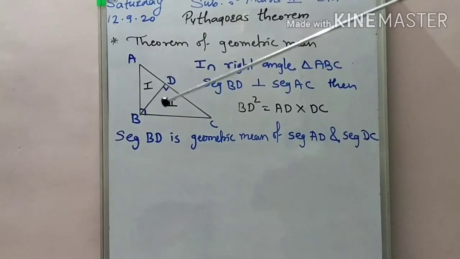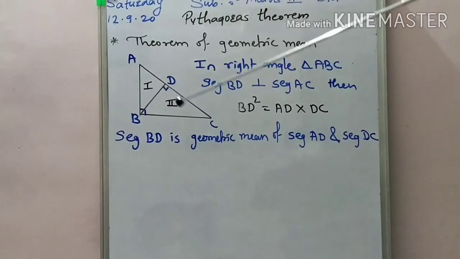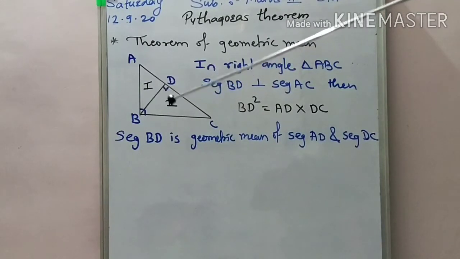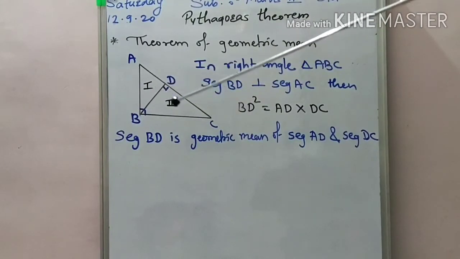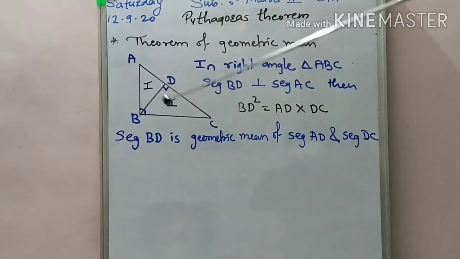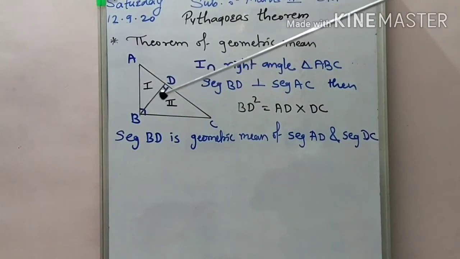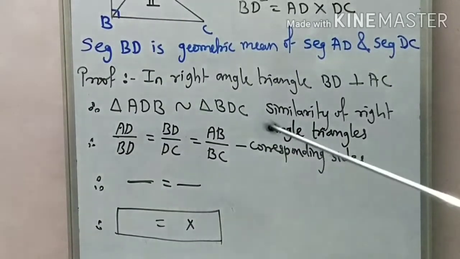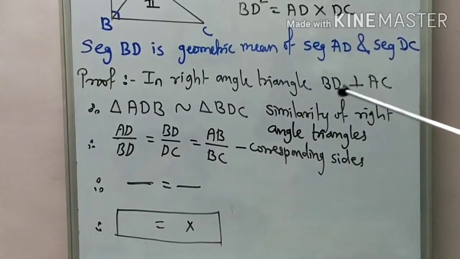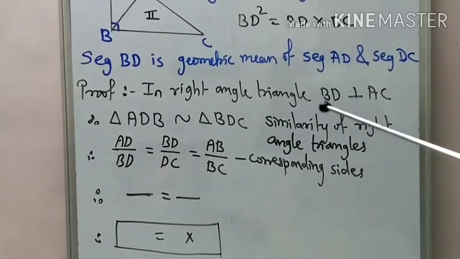And what we know about the property: if there is an altitude or perpendicular on the hypotenuse of a right angle triangle, then the two triangles formed are similar to the original triangle, and also the two triangles are similar to each other. That property we are taking here. Okay, to prove this, so pay attention. So here in the right angle triangle, BD is given perpendicular to AC. Here we mention the names of the triangles.